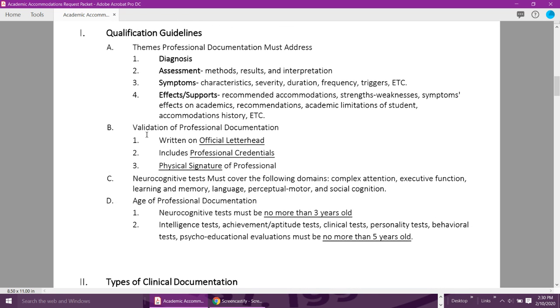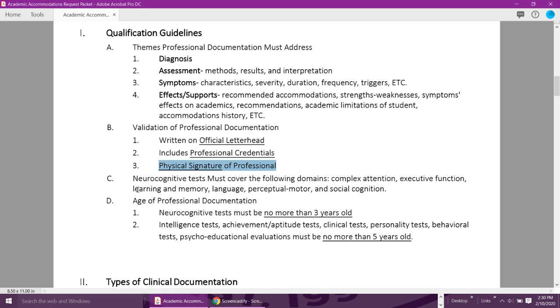Another guideline refers to the validation of professional documentation. One thing that is looked at is that it must be written on official letterhead. 2, it must include professional credentials. And 3, it must include a physical signature of the professional.